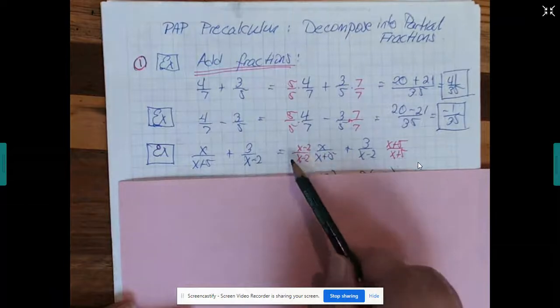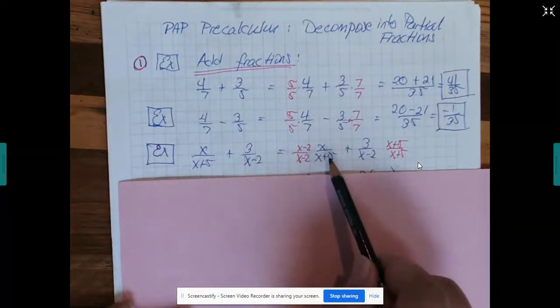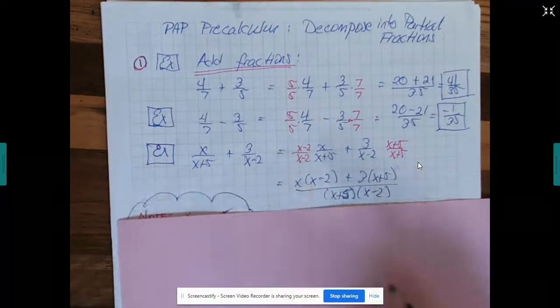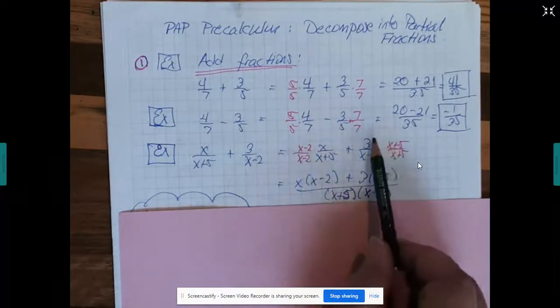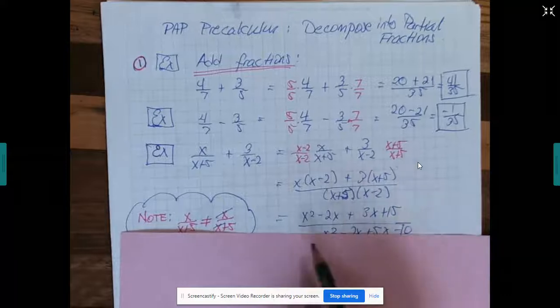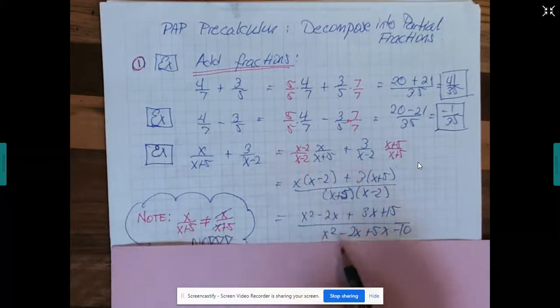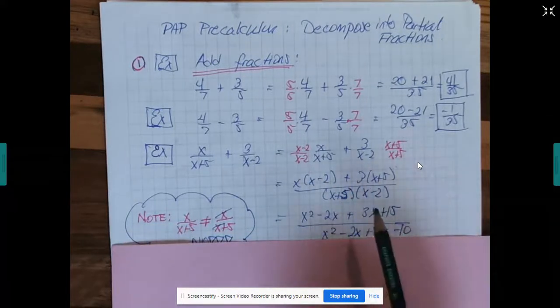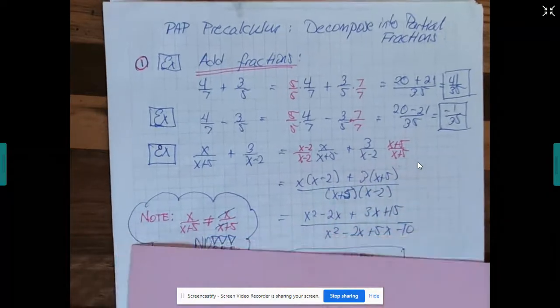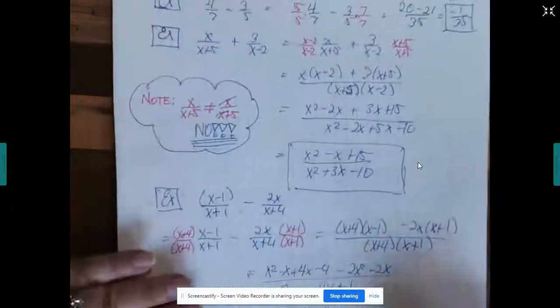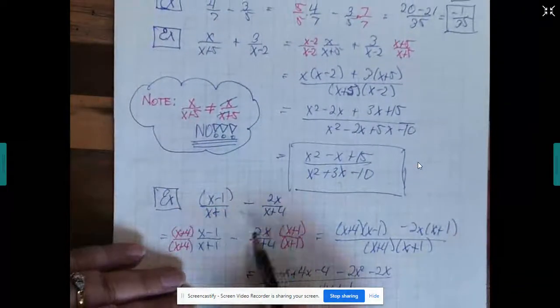After you've done that, you've got a common denominator of x minus 2 times x plus 5. So you can combine the numerators, x times x minus 2 and 3 times x plus 5. You can distribute that if you want and collect like terms. You don't necessarily have to multiply out these linear terms in the denominator. There's just another example here in the notes with subtraction, same idea.